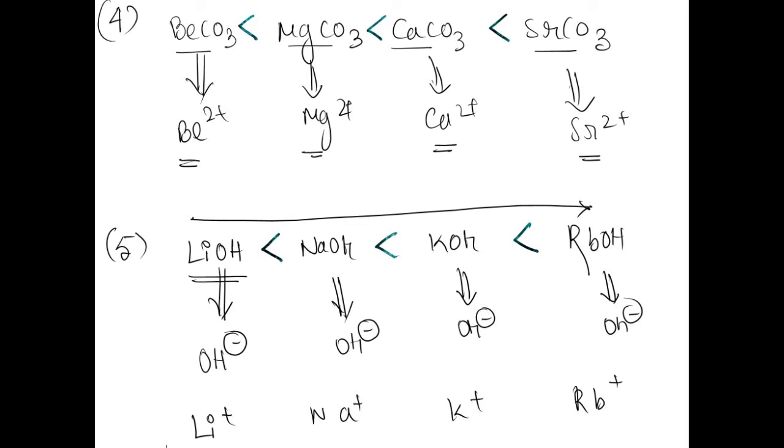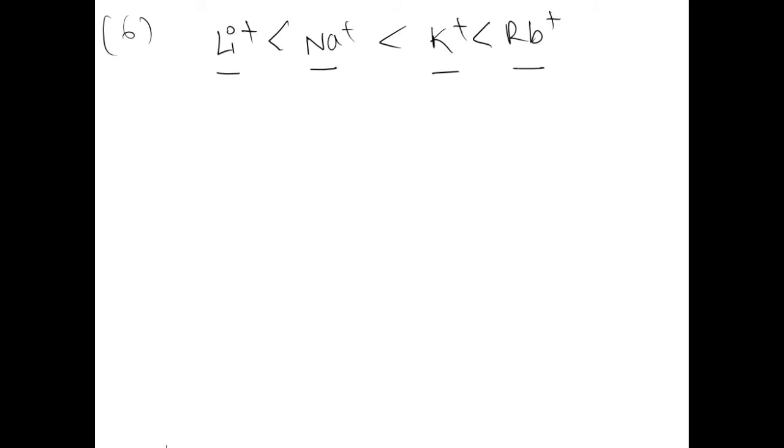Now moving towards our sixth question. Our sixth question is the radii of hydrated cations of group 1: lithium, sodium, potassium and rubidium. Whenever we consider only the cation size, the size order will be in this order. But they want the trend of the hydrated cation size.